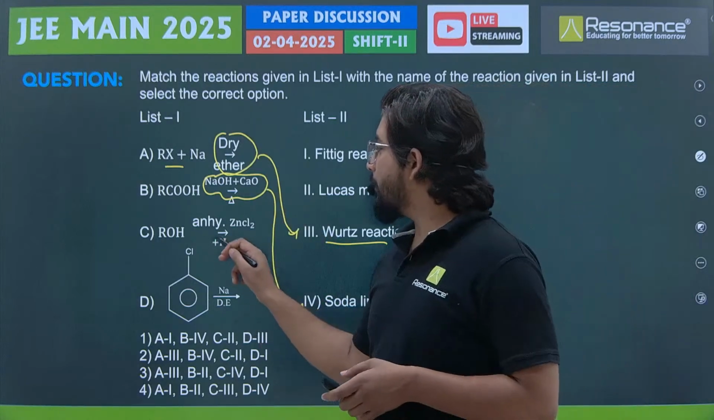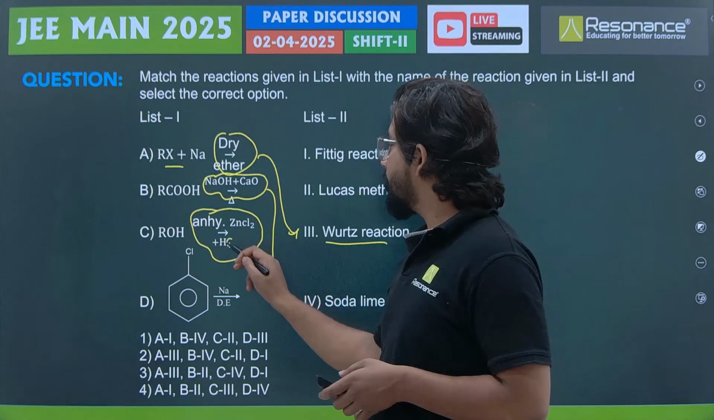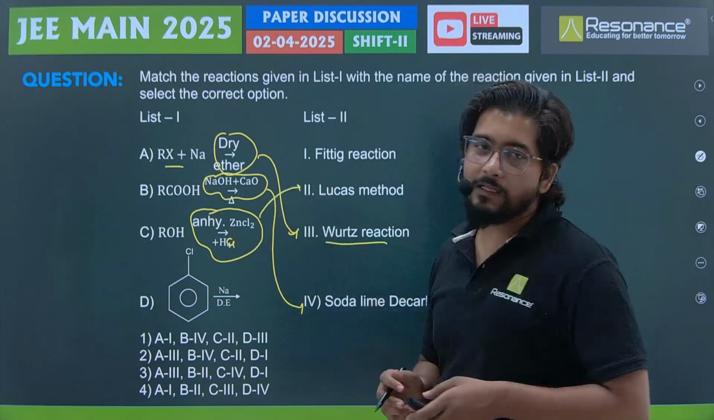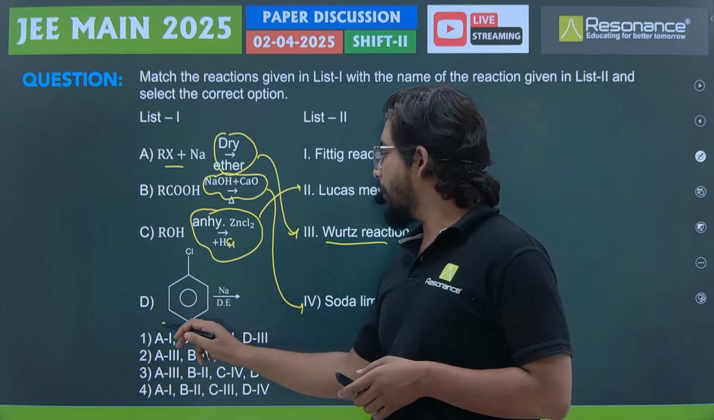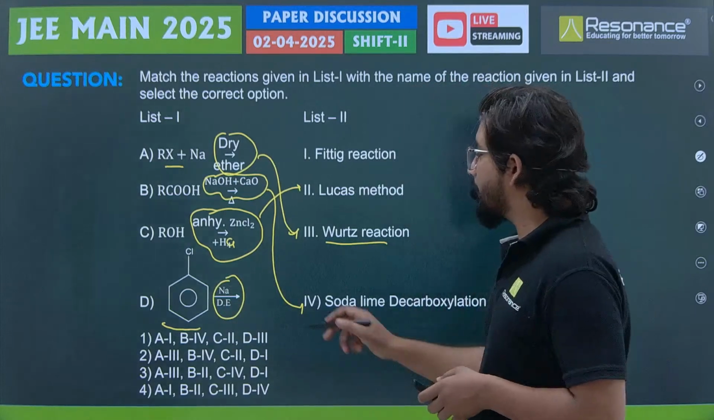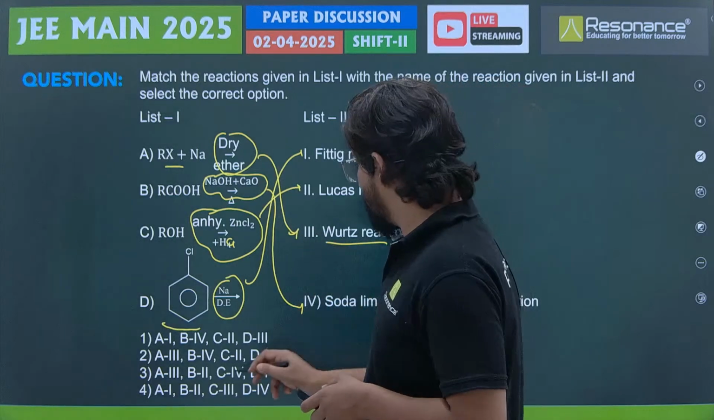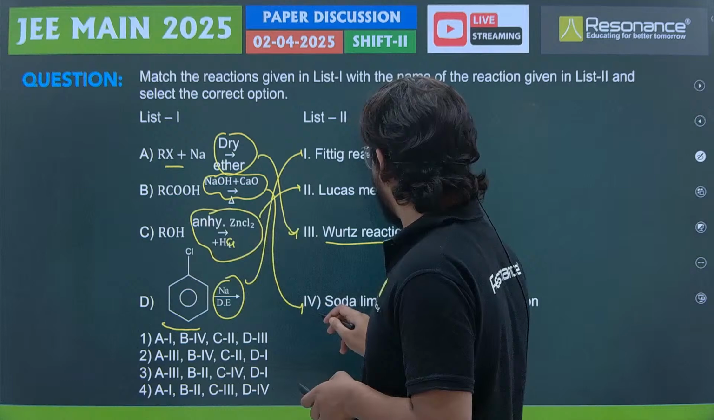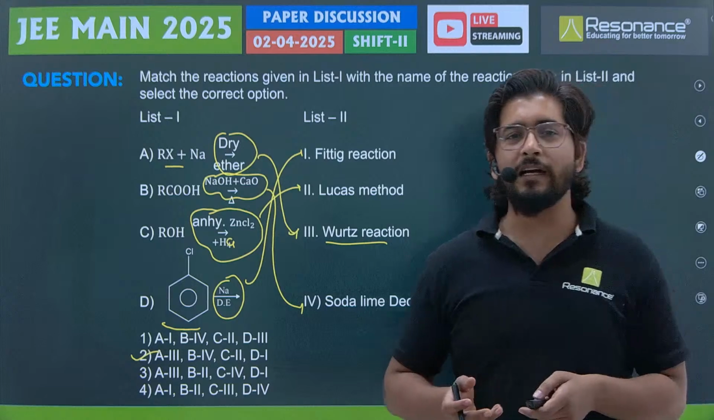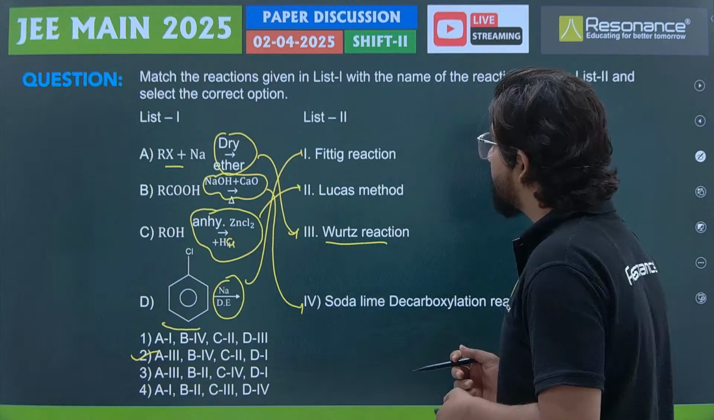Next one, ROH in presence of anhydrous ZnCl2 and HCl. This is basically Lucas method. Lucas reagent is given. Now the last one is aromatic halide in presence of sodium and dry ether. Basically this is a Fittig reaction. So A is going to be 3 and B 4, so option number 2 is correct. Direct reactions were there, so I hope everyone did this question. Now see the next one.